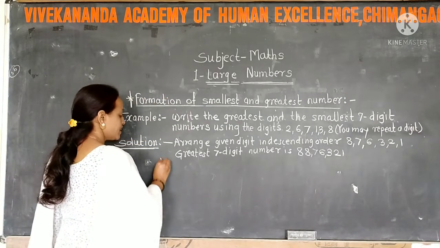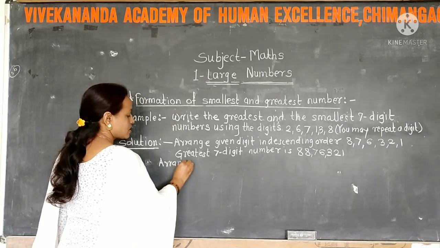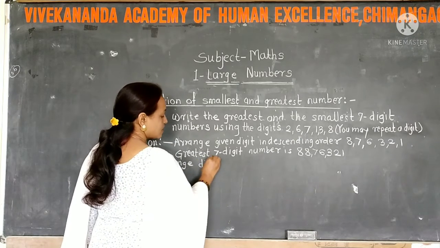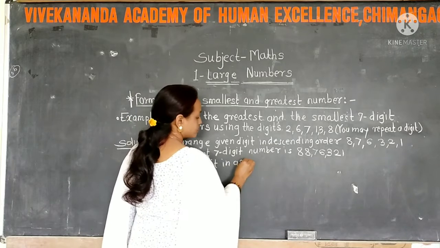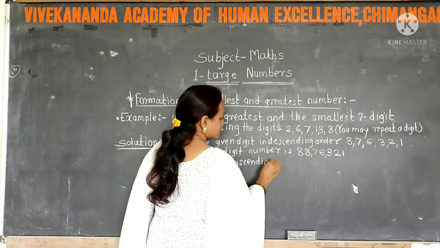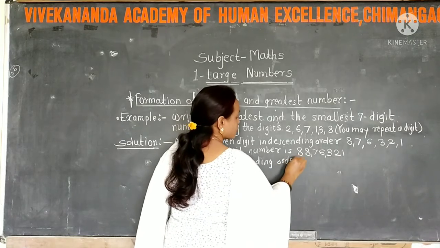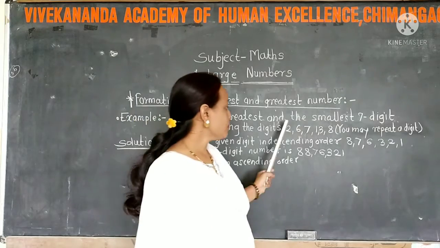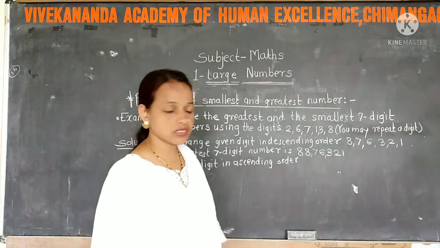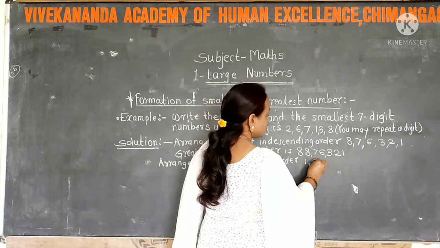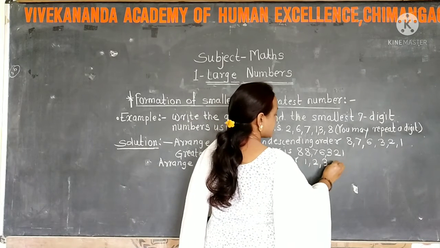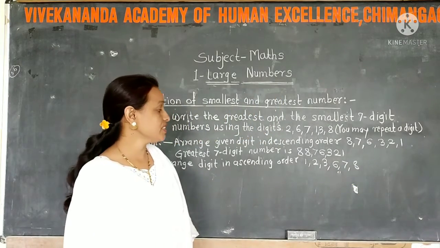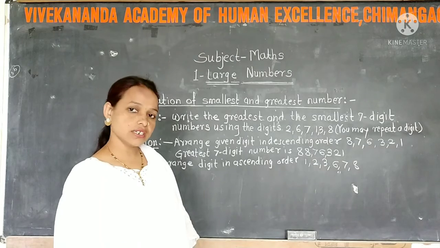order. So we arrange the given digits in ascending order. So here ascending is smallest to greatest. So among these 6 digits, the smallest digit is 1. Greater than 1, 2, 3, 6, 7, 8. In this way we arrange the given digits in ascending order, means smallest to greatest.